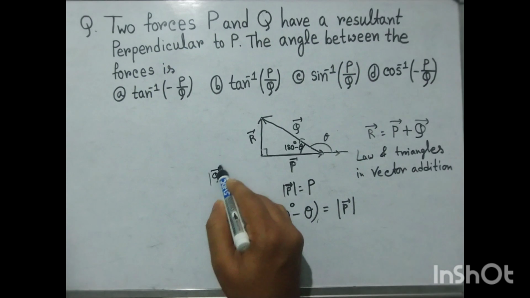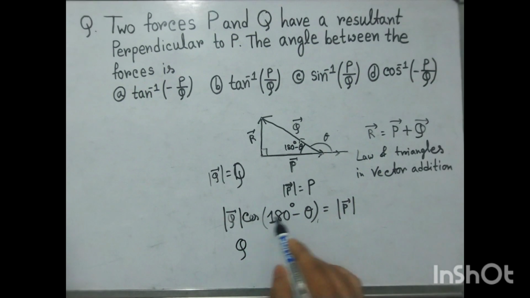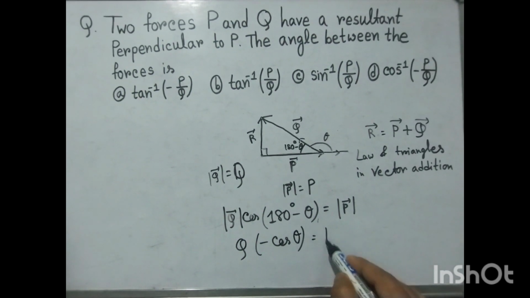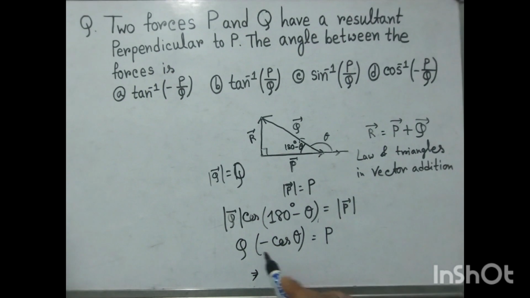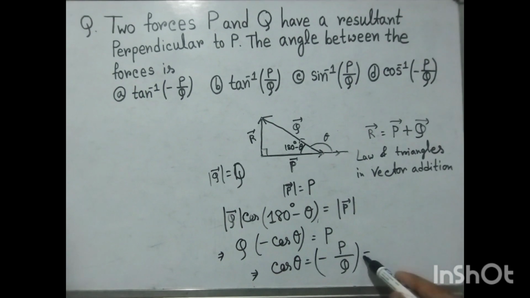So magnitude of q vector is given as q. So this is q, cos of 180 degree minus theta means minus cos theta equal to p, implies that cos theta is minus p by q. That means theta is cos inverse minus p by q. So option D is your correct answer.